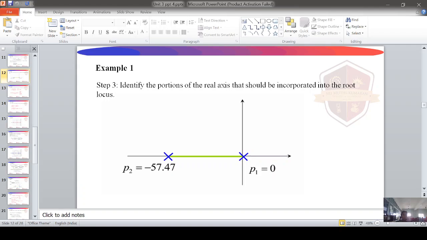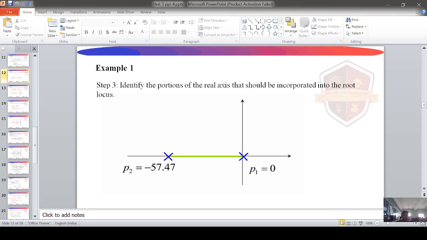If we have an even number of poles to the right, the root locus is not available. In this problem, we have to test a point from P1 to P2, on the right side of the plane. We have only one pole, which is an odd number, so the root locus is available from P1 to P2.